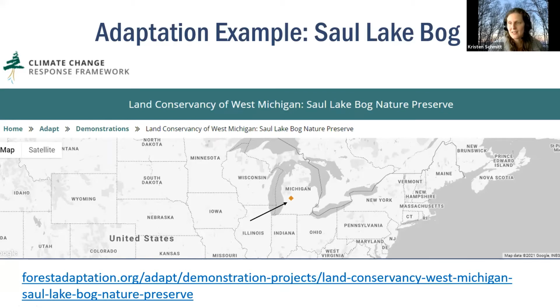And so in this case, I selected a project in Michigan. I know there's lots of other Michiganders and Midwesterners on this call today. This was an adaptation demonstration that we did with the Land Conservancy of West Michigan. It was on a preserve that was a mix of bog and prairie and forested habitat. So that's just a little bit of background as to what we're looking at here.